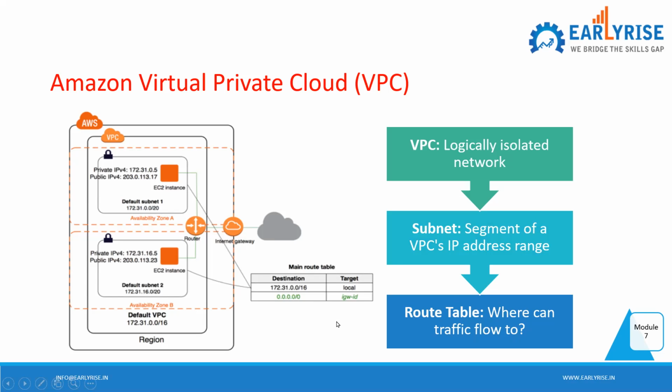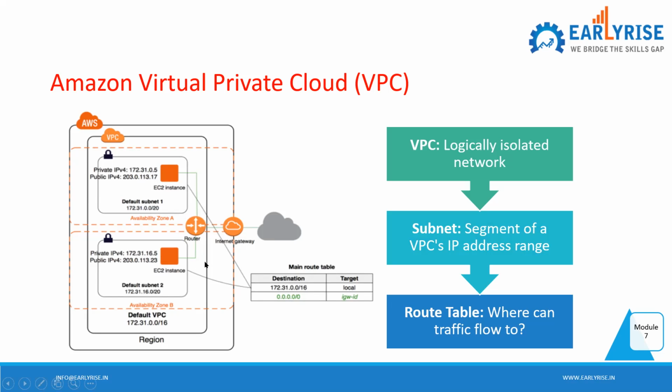So what will it contain? It will contain the routes that will be allowed for the traffic which is going out from your particular subnet. Where that can go, where your traffic can go out of your subnet, will be controlled by a route table. Understood? This main route table will be there by default.